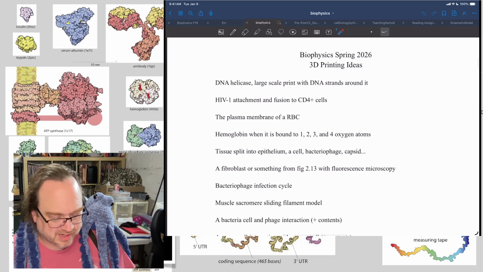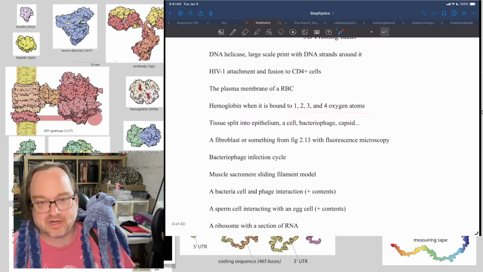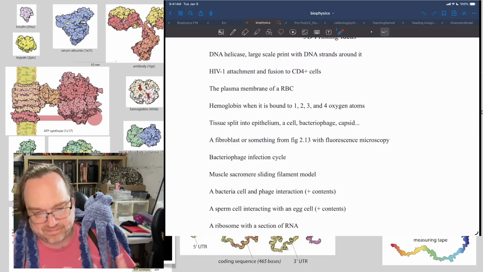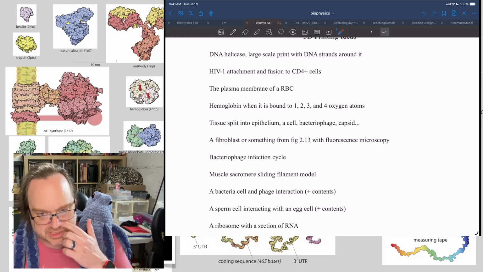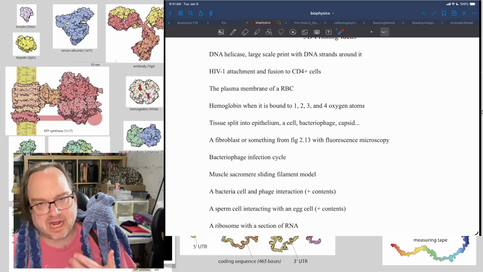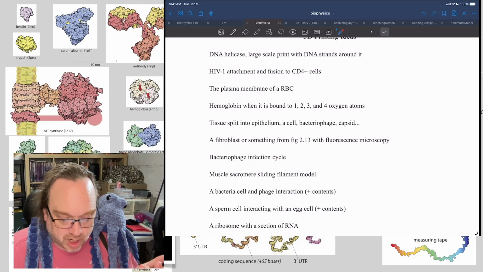The plasma membrane of RBC, right? Hemoglobin, when it's bound to a different number of oxygen atoms. None of these are full things. These are just things that we might print and figure out a way to put them together because we're trying to tell a story. Think about how much you've learned in this class just by looking at things drawn to the correct biological scale, right? That's really shown us a lot.